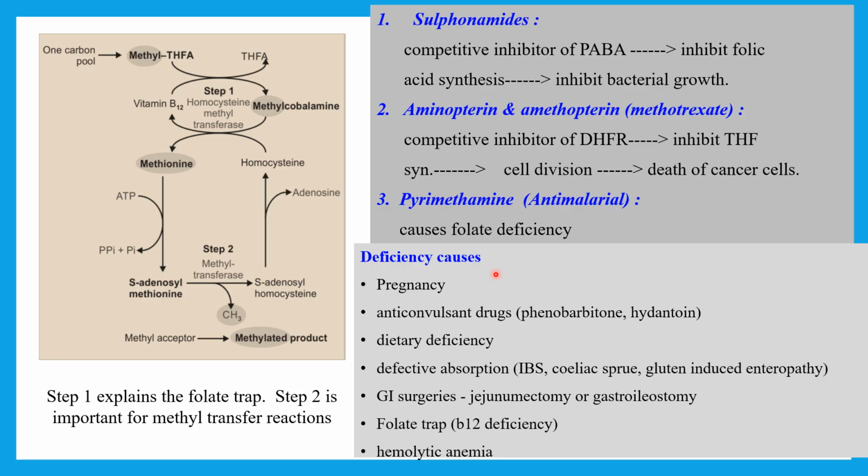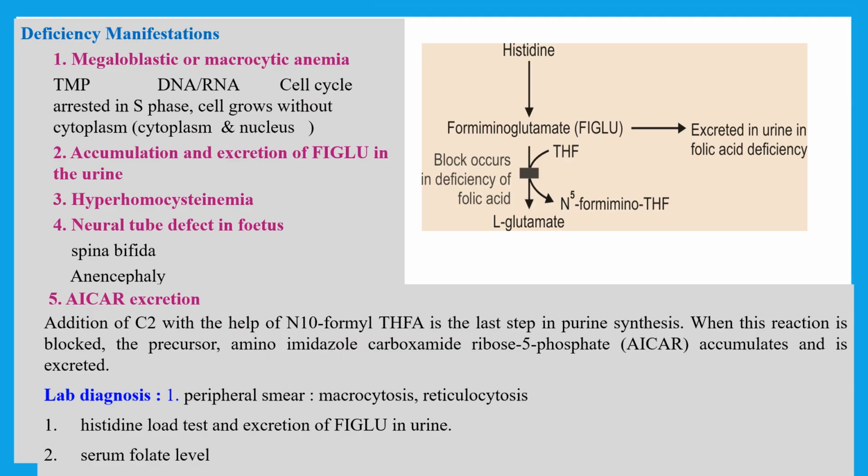What are the causes of deficiency? Pregnancy, and anticonvulsant drugs like phenobarbital and hydantoin. Then dietary deficiency will also lead to folic acid deficiency, and defective absorption also, like in inflammatory bowel syndrome. Then celiac sprue, gluten-induced enteropathy. GI surgeries, like jejunectomy or gastroileostomy. Then the folate trap due to B12 deficiency and homocysteinemia. All these conditions lead to severe folic acid deficiency.